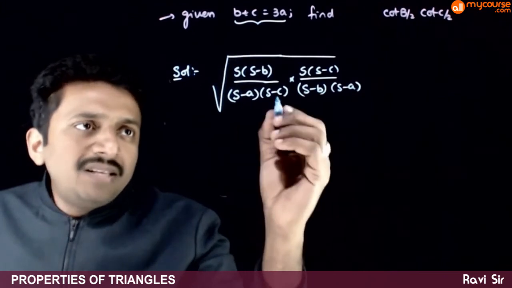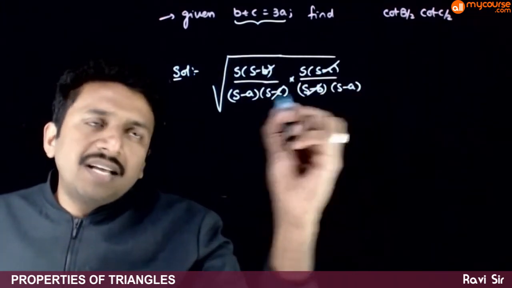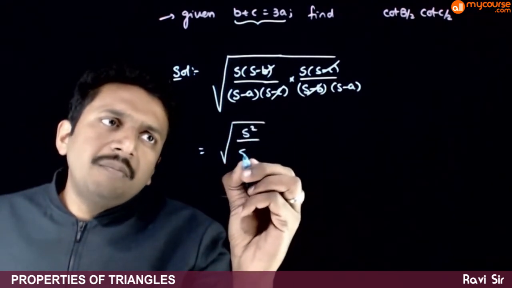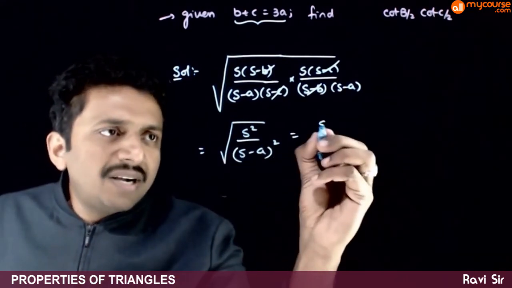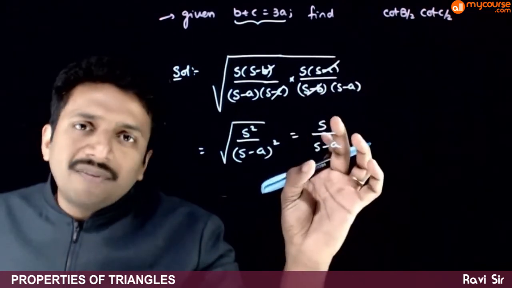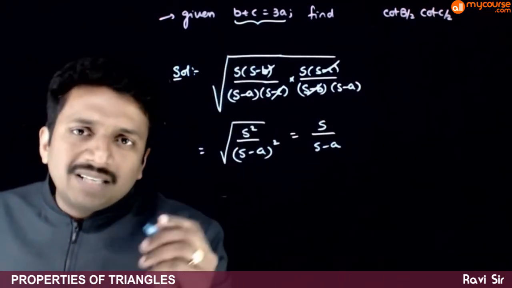So once you multiply these two, S minus C is getting cancelled here, S minus B is getting cancelled here. That is equal to root of S square by S minus A whole square. That's nothing but S by S minus A. You need to find this. So how do I find S by S minus A?